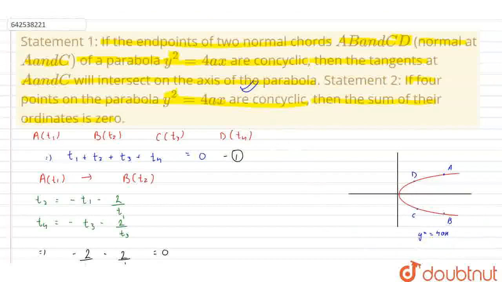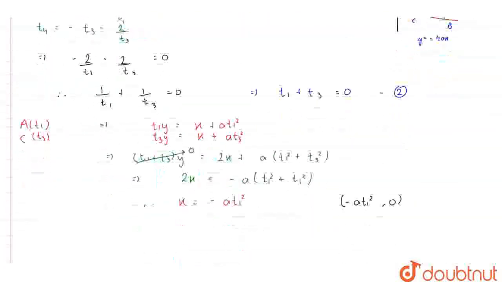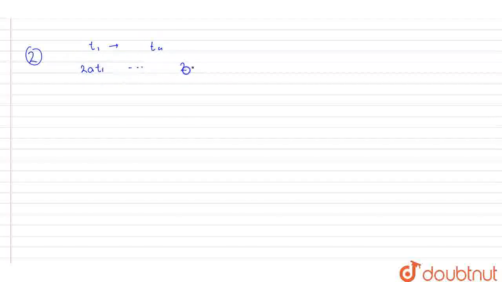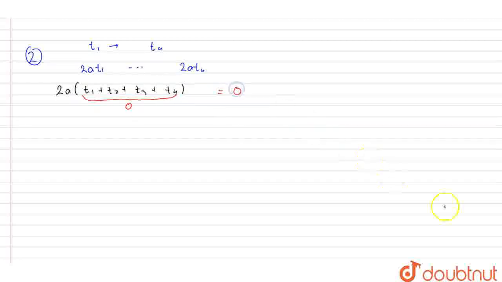So now checking the second statement, we have the sum of ordinates of four concyclic points. So the ordinates of the points t1 till t4 will be 2a t1 and similarly till 2a t4. Therefore the sum will be 2a into t1 plus t2 plus t3 plus t4. Now we have this sum equals to 0 for 4 concyclic points. Therefore the sum of ordinates will also be 0.